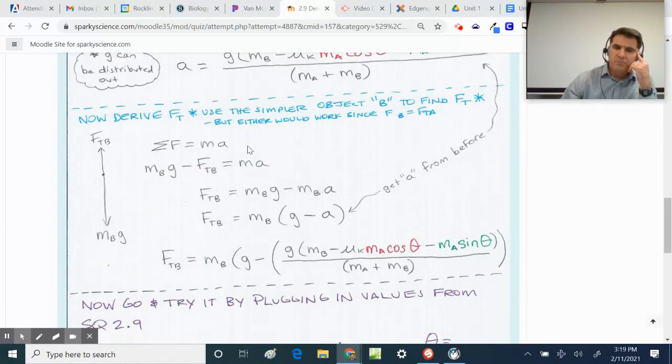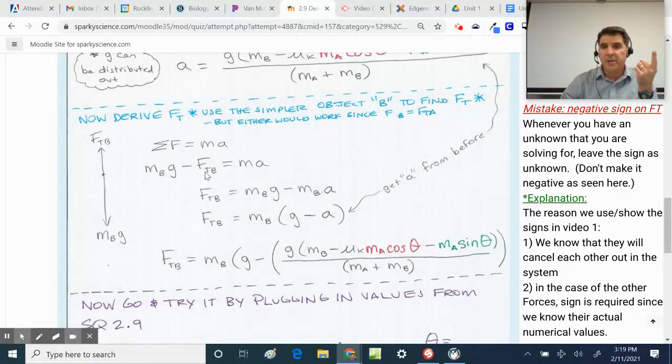So the sum of the forces will always be mass times acceleration. That's Newton's second law. And the sum of the forces here is just the mass times gravity down and the force of tension up. The force of tension is my unknown, the mass of which I'm going to be finding in this question. The mass times gravity is the force down, and it equals ma.